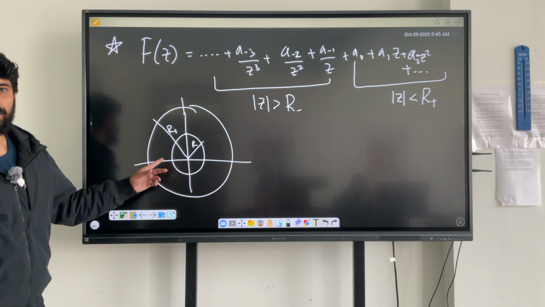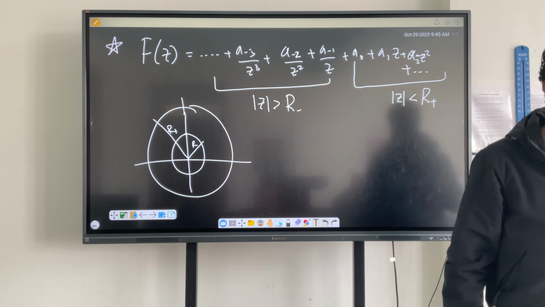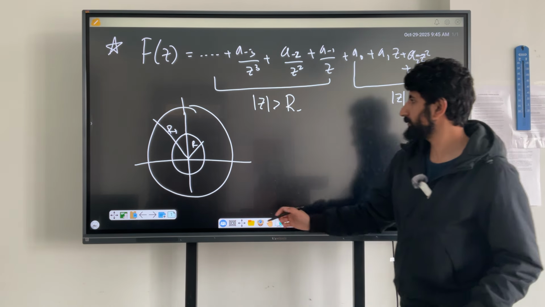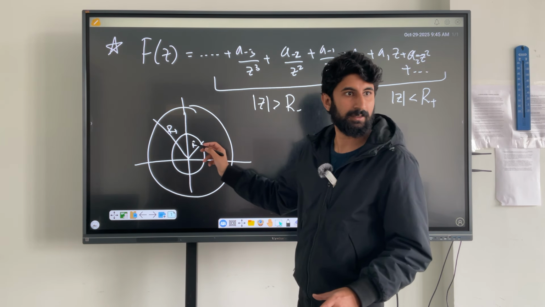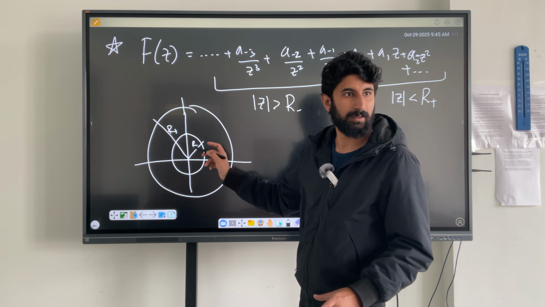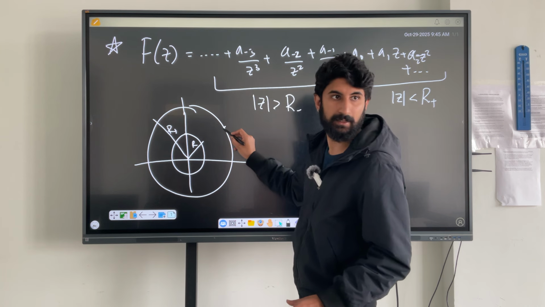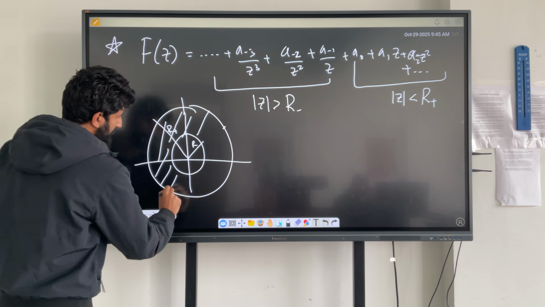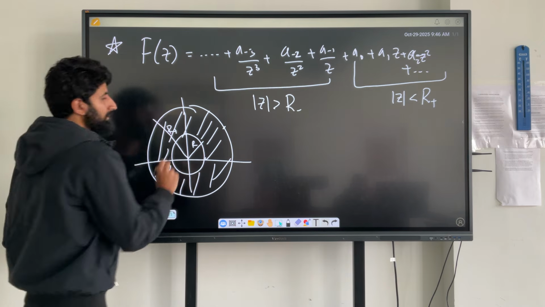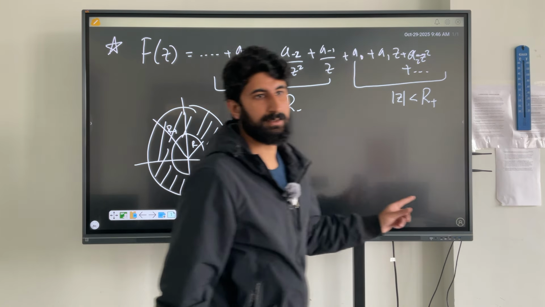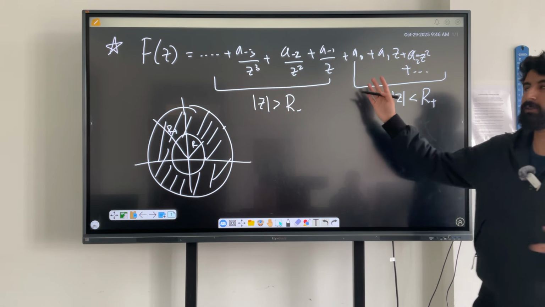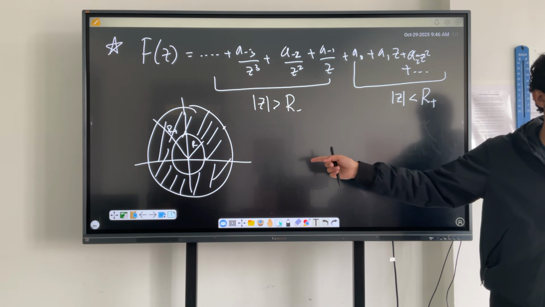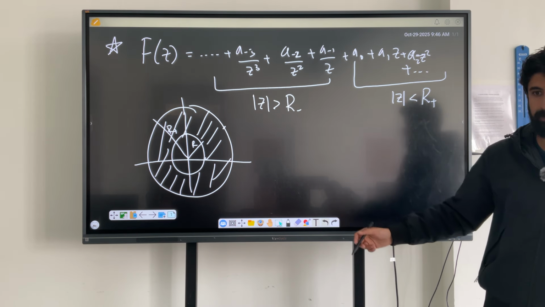And what is the region where this converges? From this radius to this radius. This region. Whenever a Laurent series makes sense, it converges in an annular region. This is called an annulus. It's just a name.